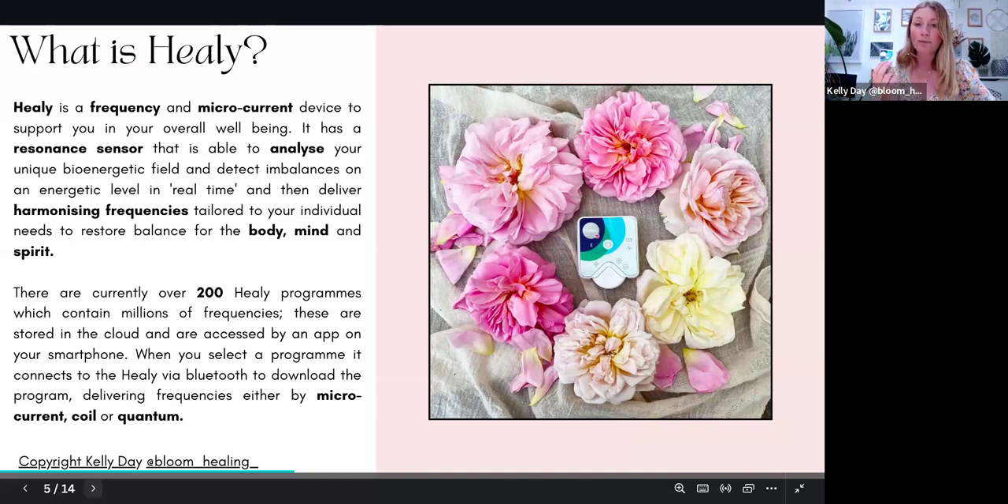Once the program is sent and delivered to the Healy, we are able to receive those frequencies by wearing the Healy with either the microcurrent wires, or the coil, which is a little adapter that you can put on the back of your Healy so you can wear it without wires. Or we can also receive frequencies via the quantum field, where you can send frequencies to any other person, animal, place, plant, or group, and they don't need to be near you. It's basically like a distance healing, sending distance frequencies. So we can do that as well.